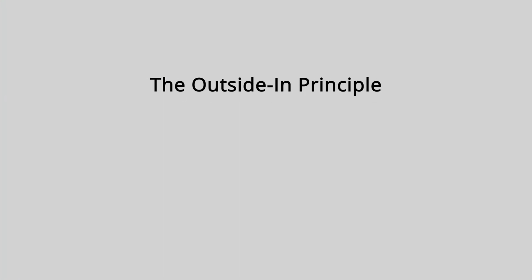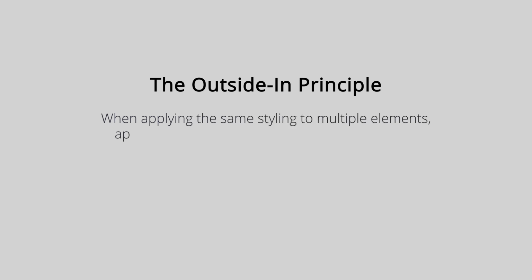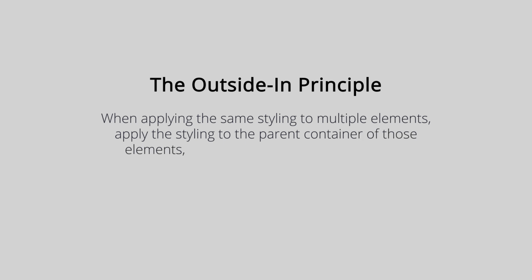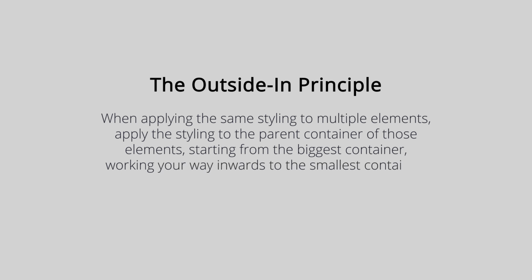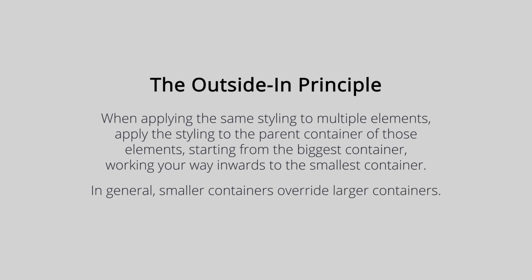So now that we've covered the difference between pages and posts that use a theme template and standalone pages, let's move on to the outside-in principle. The outside-in principle states, when applying the same styling to multiple elements, apply the styling to the parent container of those elements, starting from the biggest container and working your way inwards to the smallest container. In general, smaller containers override larger containers. In previous videos, we already talked about container structure.